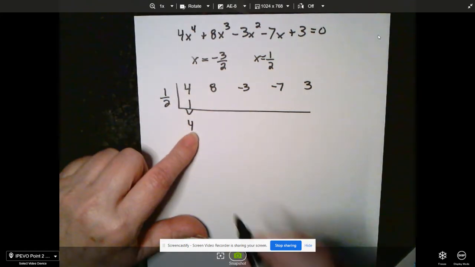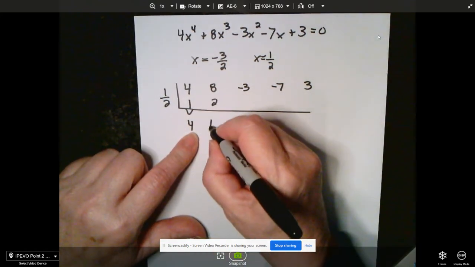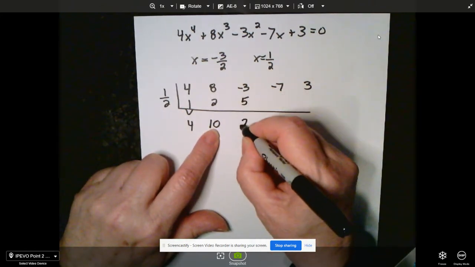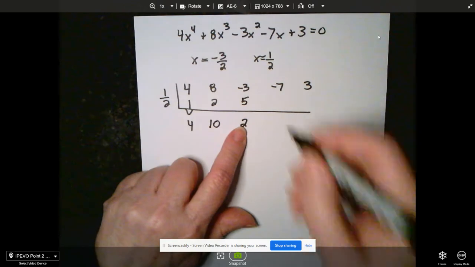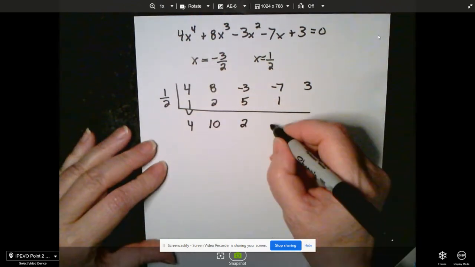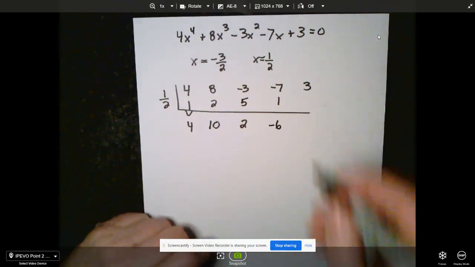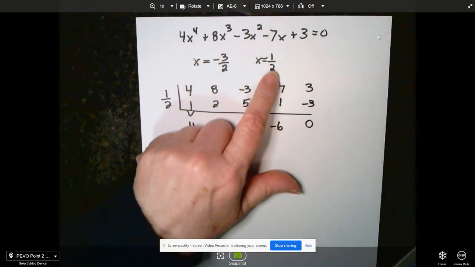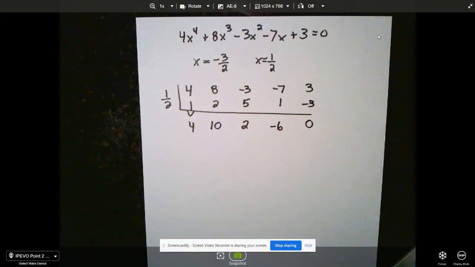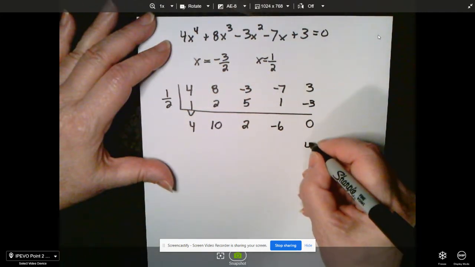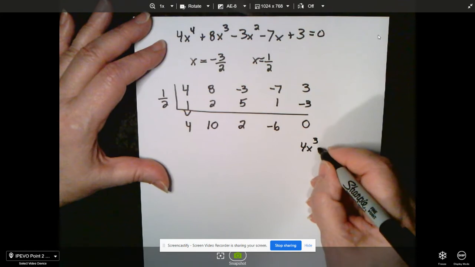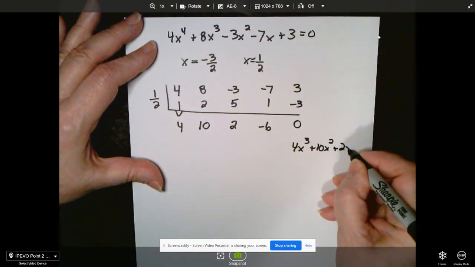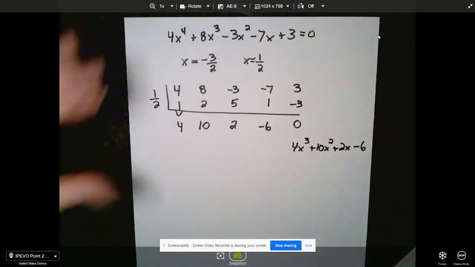I'm going to multiply, so that'll give me 2. I'm going to add, will give me 10. I will multiply and get a 5. I will add and get a +2. I will multiply, which gives me 1. I will add, which will give me -6. I will multiply, which will give me -3 and give me 0. It has to be 0 because I know that x equals a half is a root. This now tells me that I have 4x to the third plus 10x squared plus 2x minus 6.